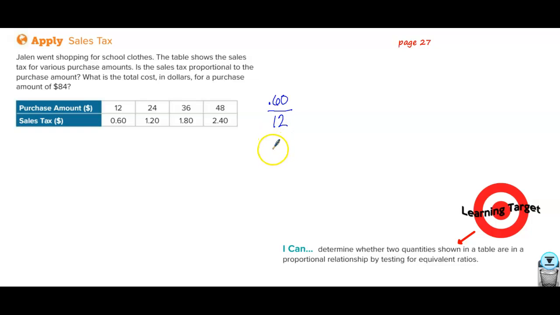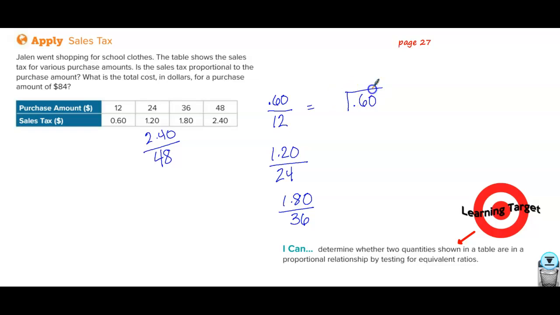Sales tax per dollar. Sales tax per dollar. And sales tax per dollar. Well, if we do the long division on this one, it would look like this. You would have 0.60 being divided by 12. And we arrive at sales tax is 5 cents on the dollar. Okay, so the unit rate is 5 cents for every dollar you spend. Okay, 5 cents tax for every dollar you spend on clothing.